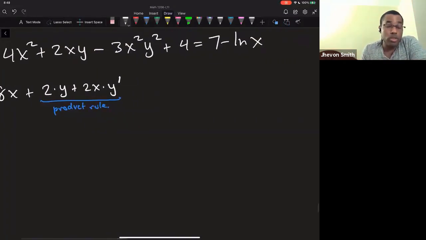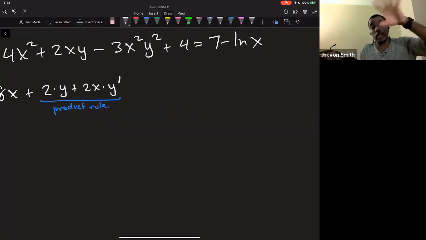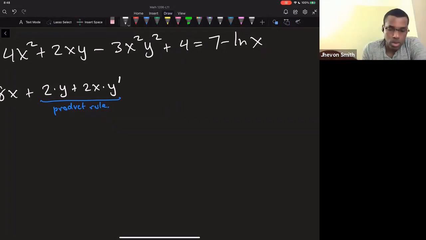Same thing here for the 3x squared y squared, right? With the negative sign in front, so it's going to distribute. So instead of the product rule with a plus sign, you're going to have a negative sign because the negative sign is in front, and that would be in parentheses. So you would have differentiate the first function, leave the second, minus in this case because it's going to distribute.